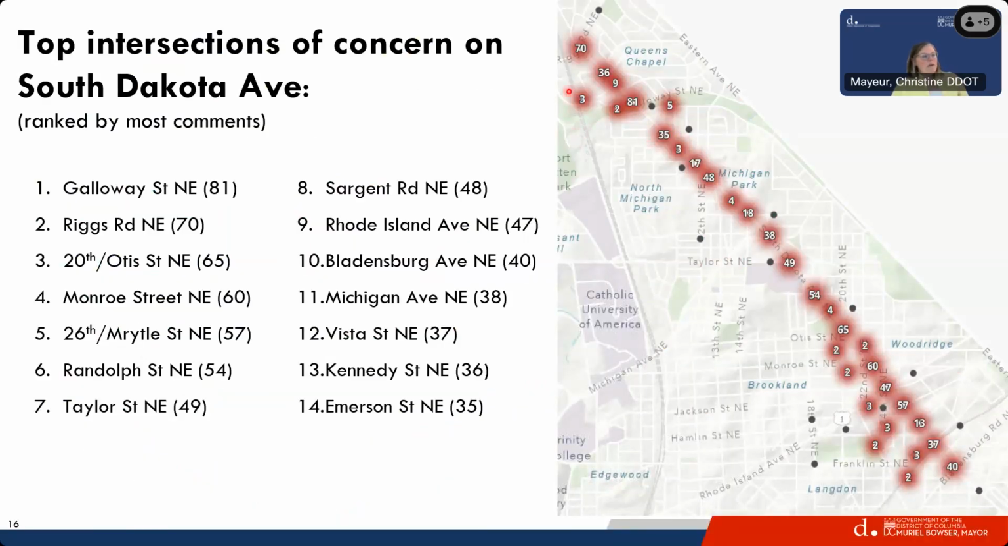From our interactive map, these were the top rated intersections that you all told us you had concerns about. Galloway Street was number 1, and a lot of that was pedestrian and turning concerns. Riggs Road was number 2. 20th and Otis was number 3 with 65 comments. Monroe, and then 26th and Myrtle was our 5th. So those are our top 5, and here are our top 14 or so, and then there was a gap between 14 and 15. So we'll be focused on a number of these through our spot treatments.